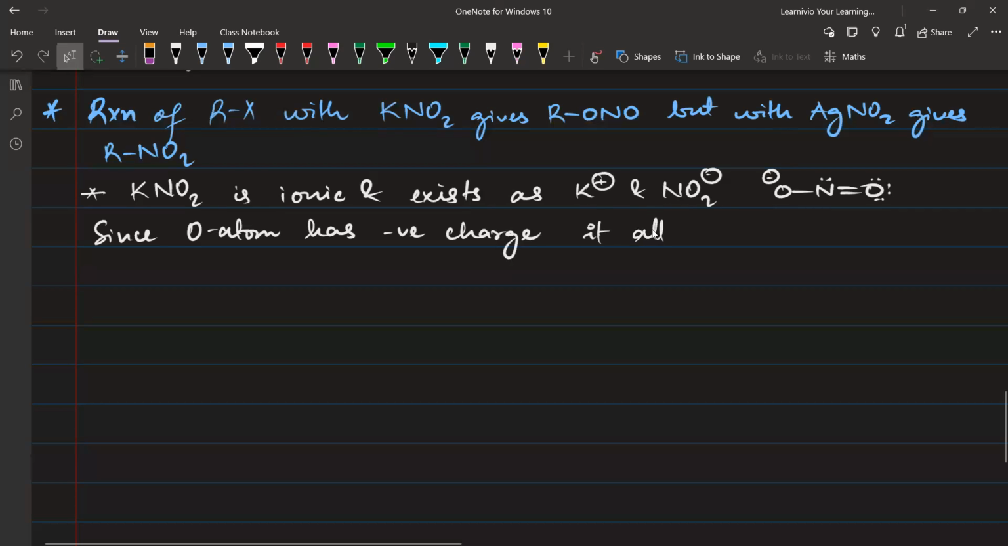since oxygen has a negative charge, it attacks the haloalkane and forms, since oxygen is attacking, the ONO bond, that is alkyl nitrite.